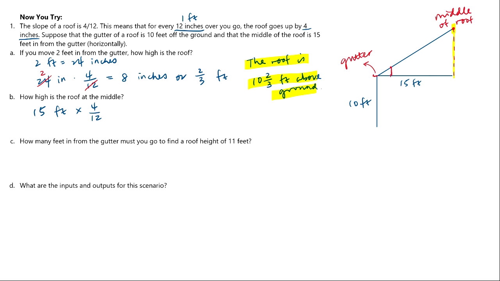So even though I change the input to be with respect to feet, I don't need to change the slope because the slope is a ratio that's consistent. It doesn't have a unit to restrict that. So with this, if we calculate it, we can do a cancellation of 1 over 3, and then 15 times 1/3 gives us 5 feet over here. And with the gutter being 10 feet above the ground, we can say the middle of the roof is 15 feet above ground.